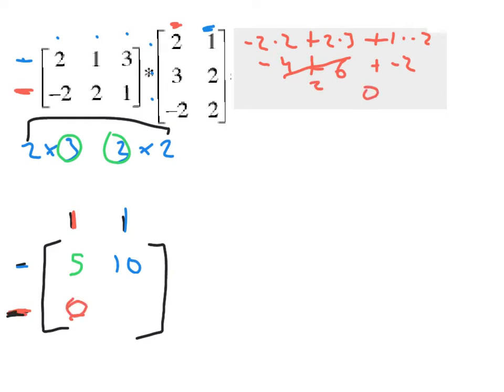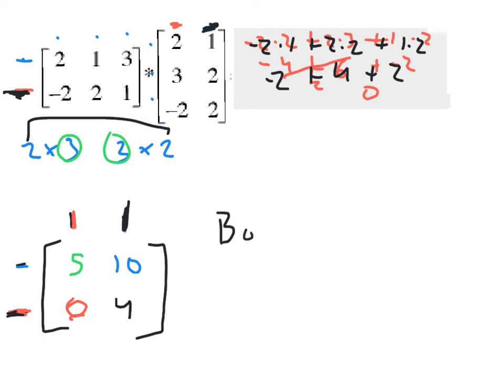Last one, second row, second column. That's negative 2 times 1 plus 2 times 2 plus 1 times 2. Negative 2 plus 4 plus 2, so 4. Boom.